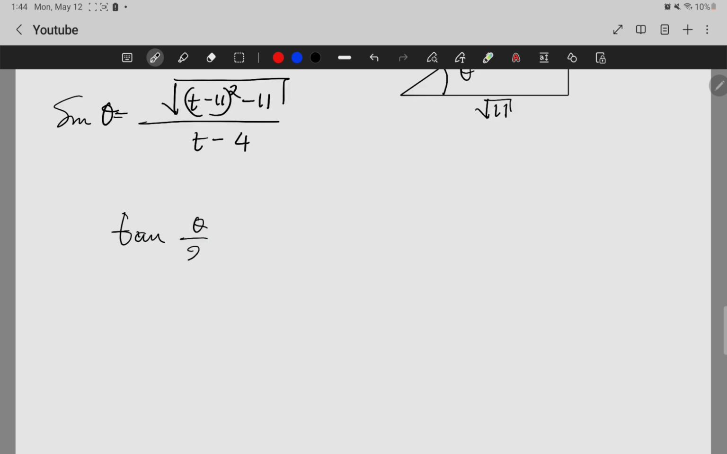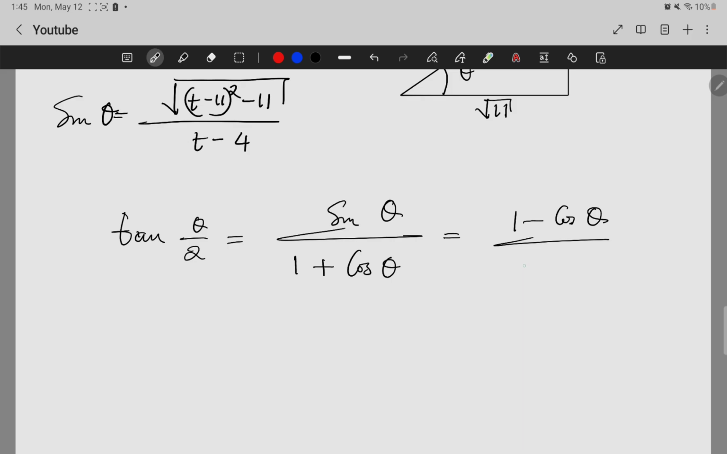Tan theta over 2, I don't want to start deriving the half angle identity. This is already long enough. Tan theta over 2, I know this is the same as sine theta over 1 plus cos theta. Or you can present it as 1 minus cos theta over sine theta. That's the same thing. So I'll go with the first one.